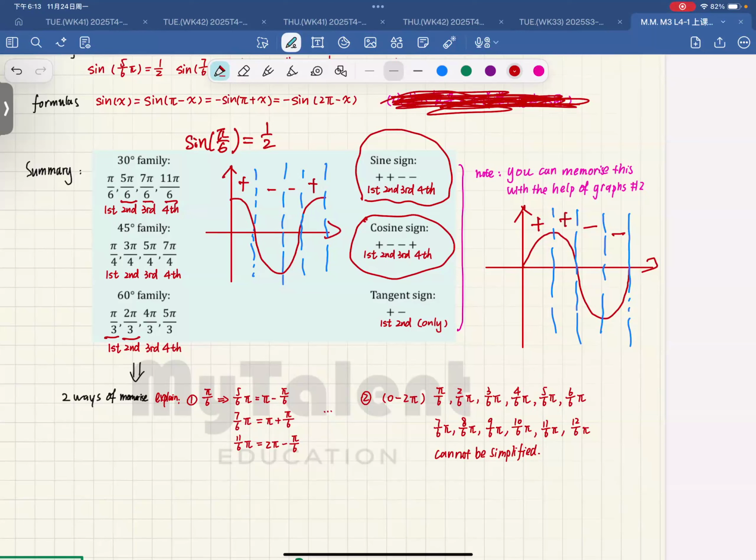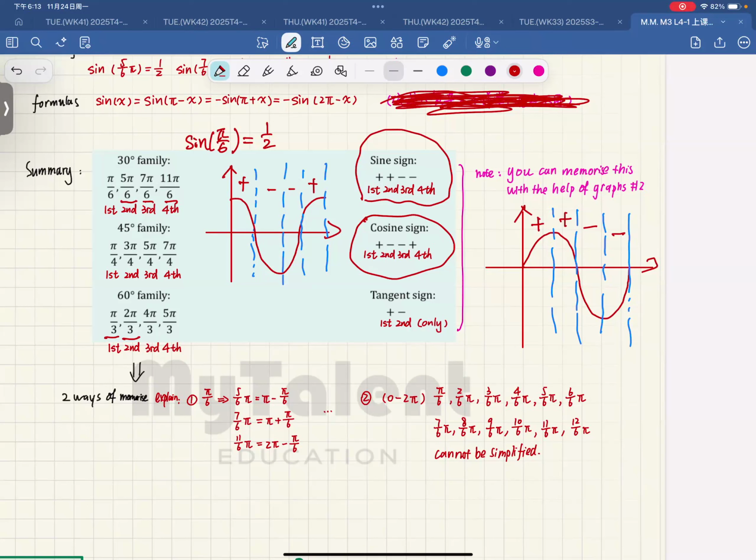Positive or negative? Oh, negative. Why negative? Those are asymptotes. Remember, for the tangent, we only have positive, negative, positive, negative. See that tangent sign, only first and second, so positive and negative.